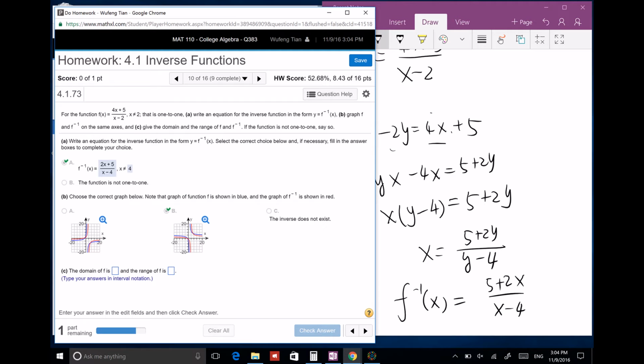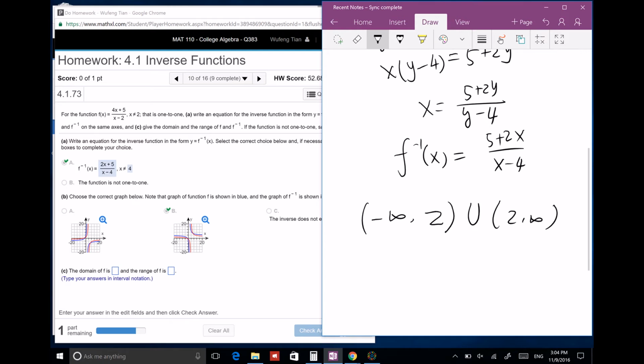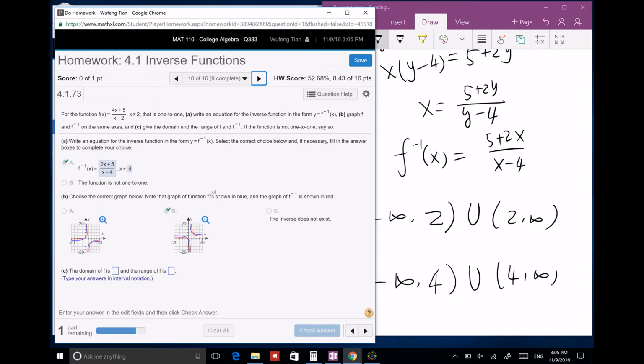Alright, so the domain of f is given. The domain of f is everything from negative infinity to 2, union 2 to infinity. The range of f is negative infinity to 4, union 4 to infinity. Right? Okay, so that's what we need to do for that.